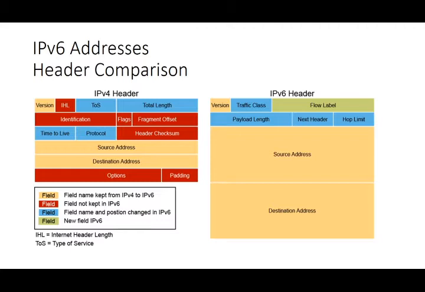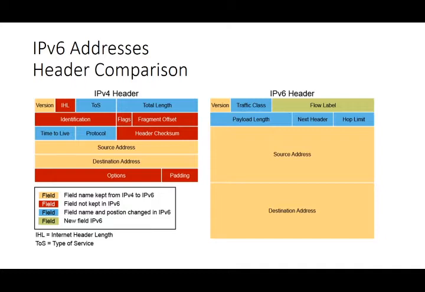You do notice that a number of fields were left out: the identification, the flags, the fragment offset, and the header checksum. These are no longer in IP version 6. Why were these left out? Well, let's talk about identification, flags and fragment offset. Those fields were used for fragmenting the packet.